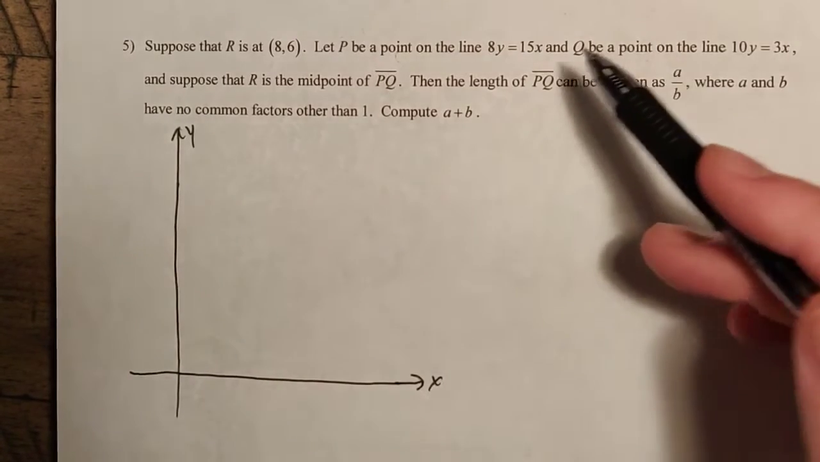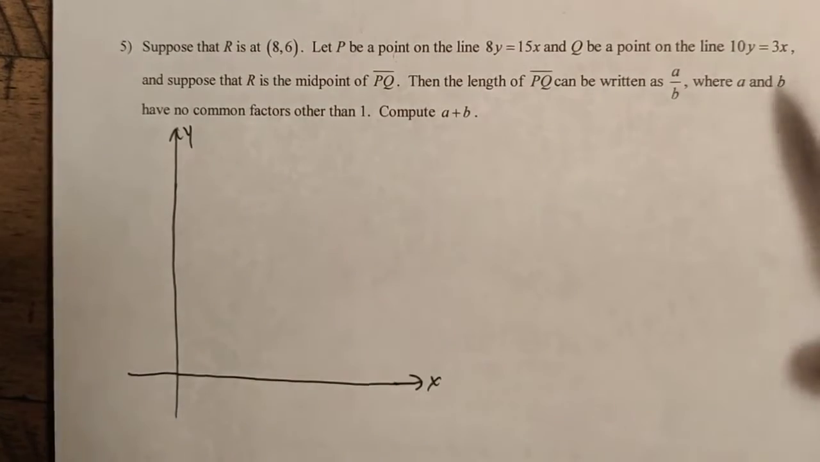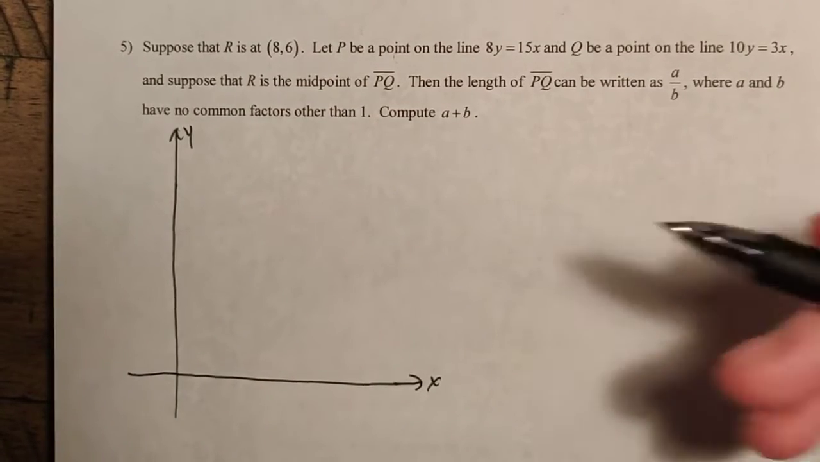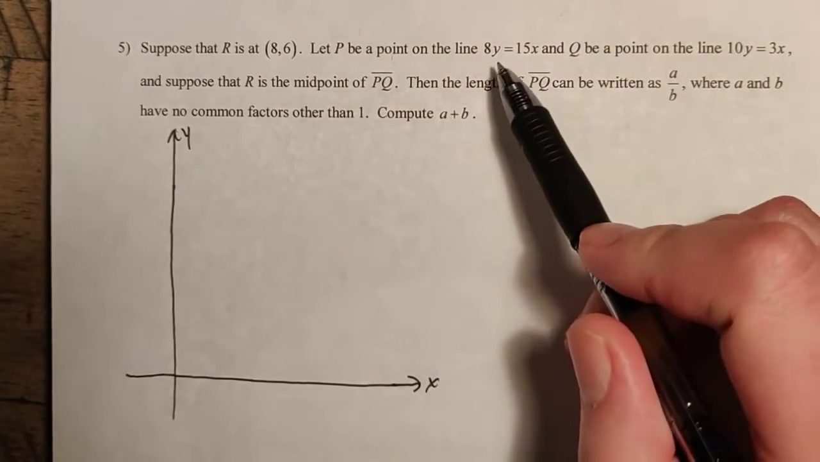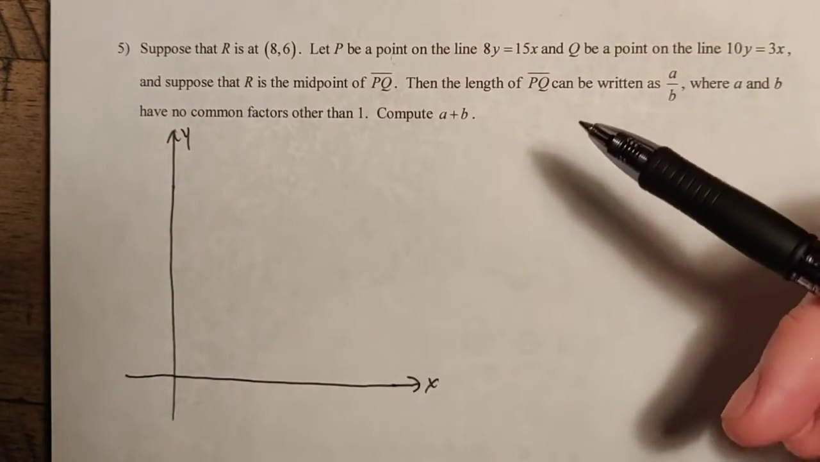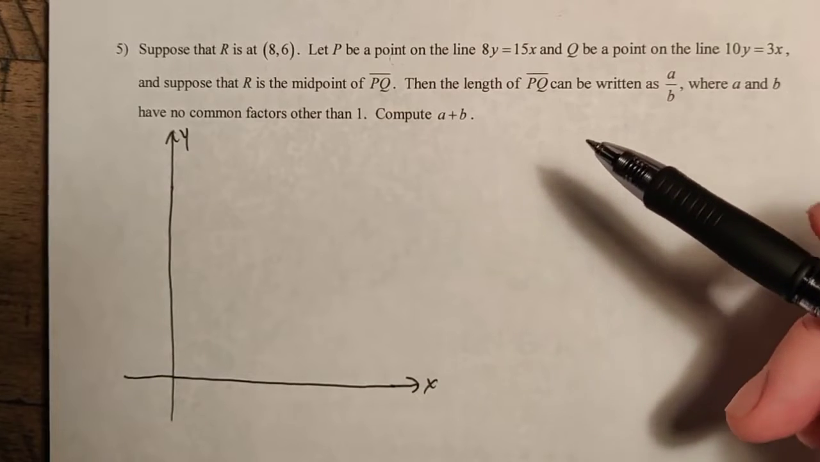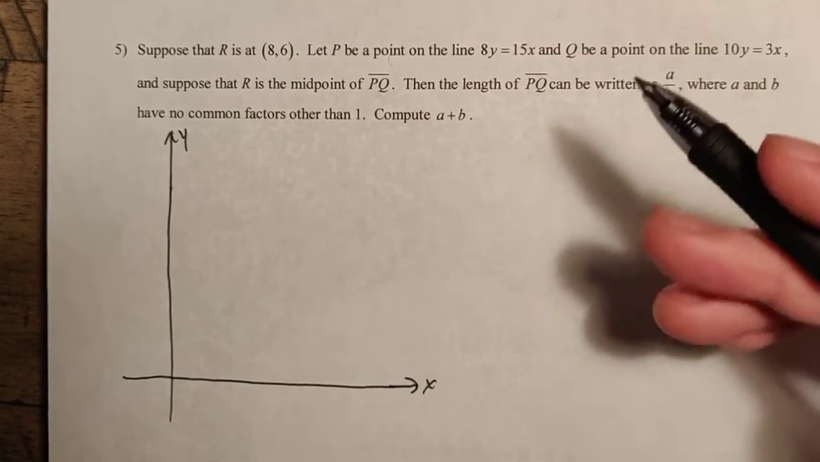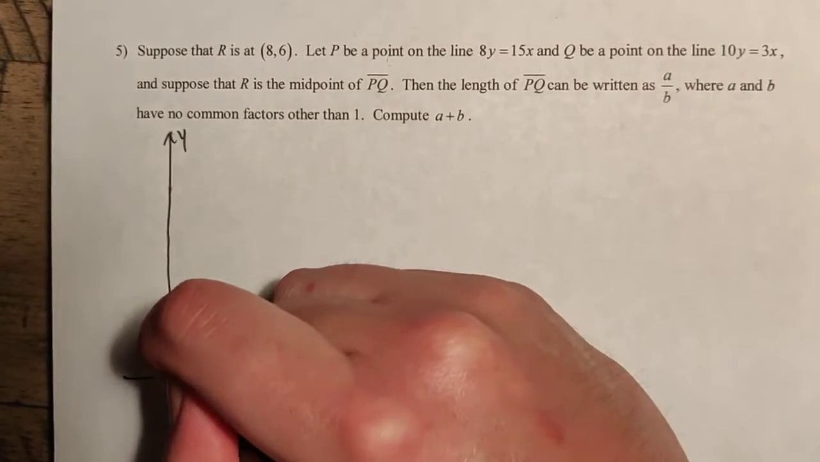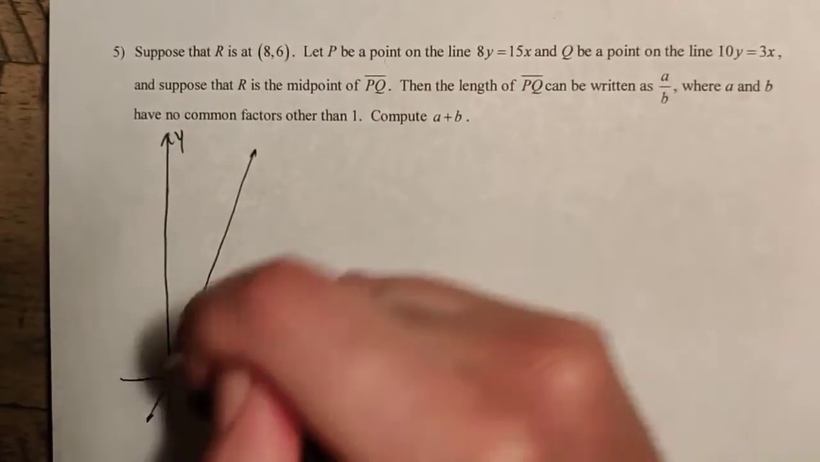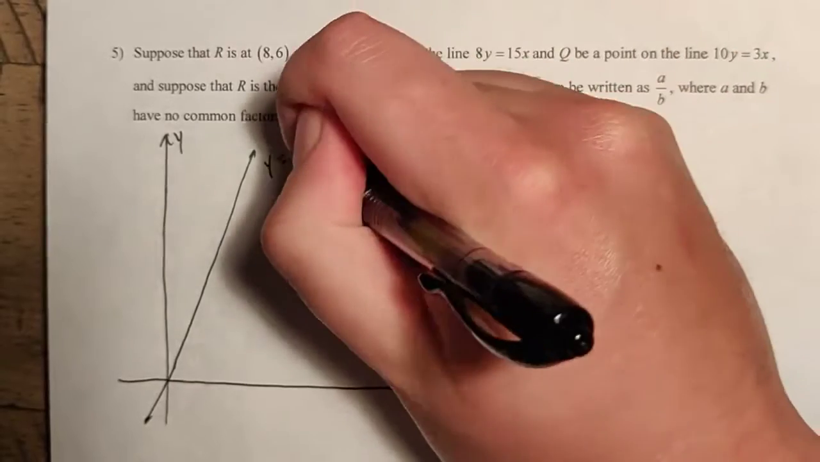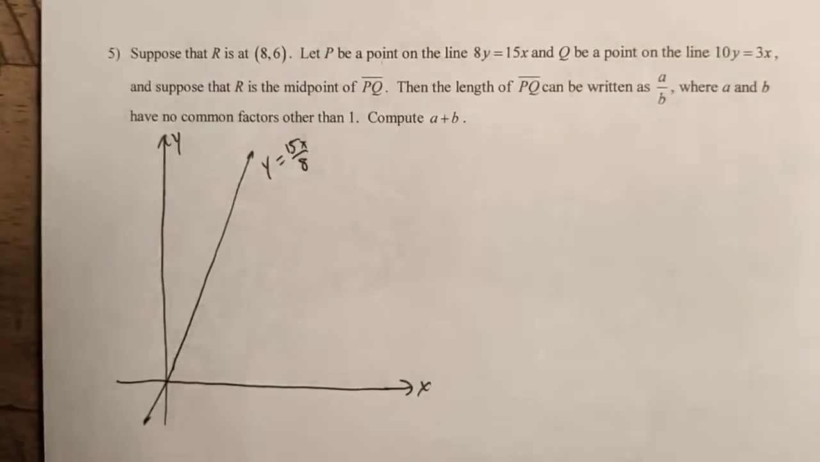So we are told that we have two lines, 8y equals 15x and 10y equals 3x. I'm going to go ahead and sketch the lines first. As always, you want to have a nice picture of what's going on here. The first part is that you have 8y equals 15x. If you divide both sides by 8, you get y equals 15/8 x. 15 over 8 is pretty close to 2, so it's a line of approximately slope 2. I'm going to sketch that in approximately here. This is y equals 15x over 8.